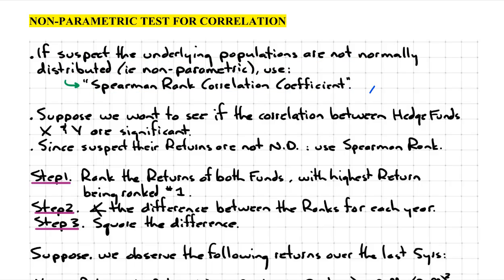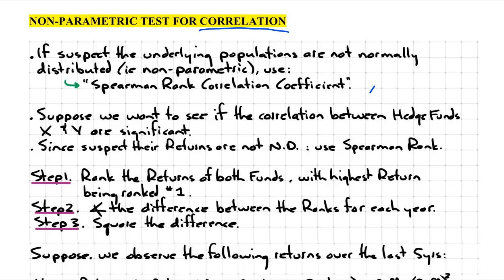In a previous module where we did a hypothesis test for correlation, the assumption was that the underlying populations were normally distributed. However, if we're told that the underlying populations are not normally distributed, then the test is done a little bit differently. And again, test for what?